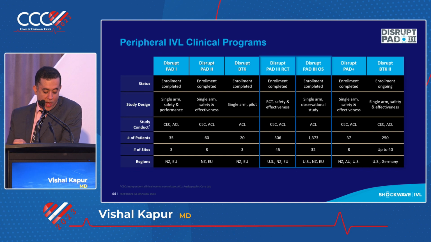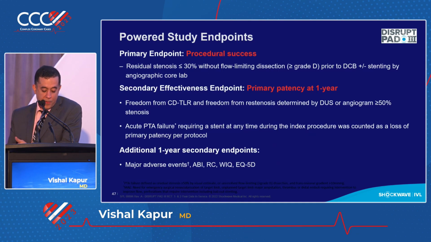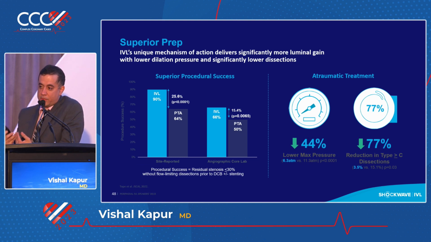Based on these trials, it was clearly proven that the primary patency was much better, as well as the secondary patency. Here you can see the procedural success using IVL was much better, with a significant 25.56% superiority over balloon angioplasty at the site and the core lab. The pressure required was less than 40% as compared to PTA, with a reduction in dissection. Remember, all we're concerned about is mainly dissection, outflow, and having good results.